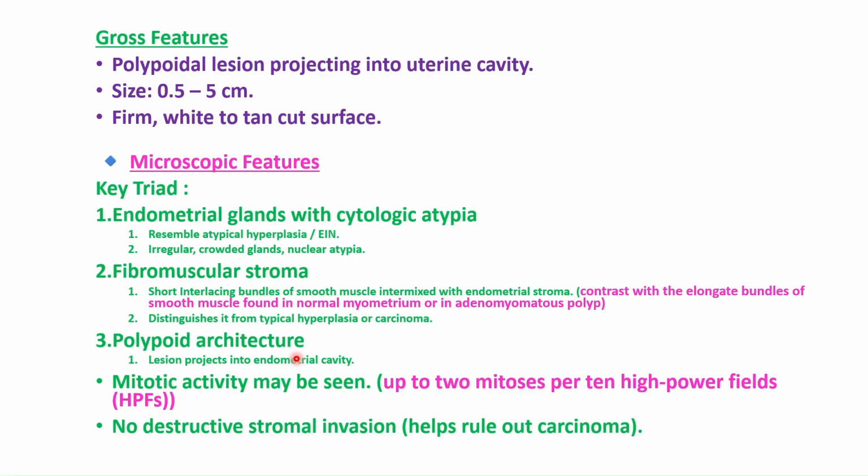Polypoidal architecture, the lesion projects into the endometrial cavity. Mitotic activity may be seen, up to 2 mitoses per 10 high power fields. No destructive stromal invasion is present, which helps rule out carcinoma. So, atypia is there, but without any stromal invasion.